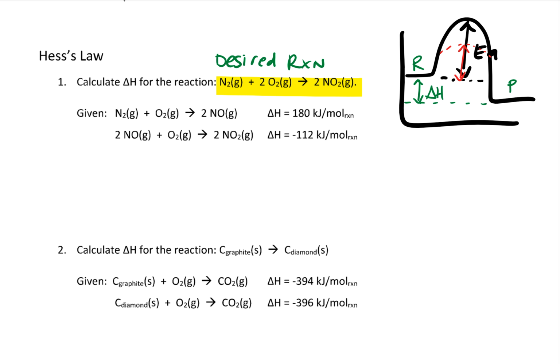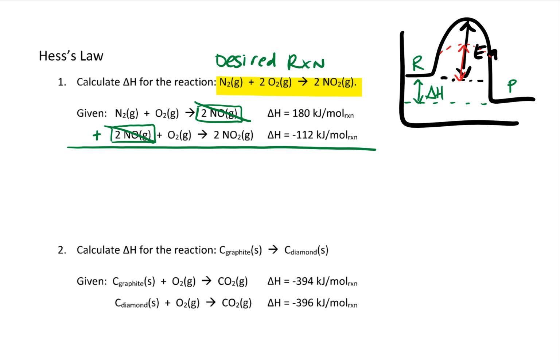And then if I add them together, I'll notice that I have 2 NOs on the product side in the first equation, and I also have 2 NOs on the reactant side of the second equation. And I know from net ionic equations, anytime I have one thing on the product side and the same exact thing on the reactant side, they cancel out. And that's exactly what happens. And you notice, if you look at your desired equation, there is no NO, so it should be gone. It needs to cancel out, so this is very good.